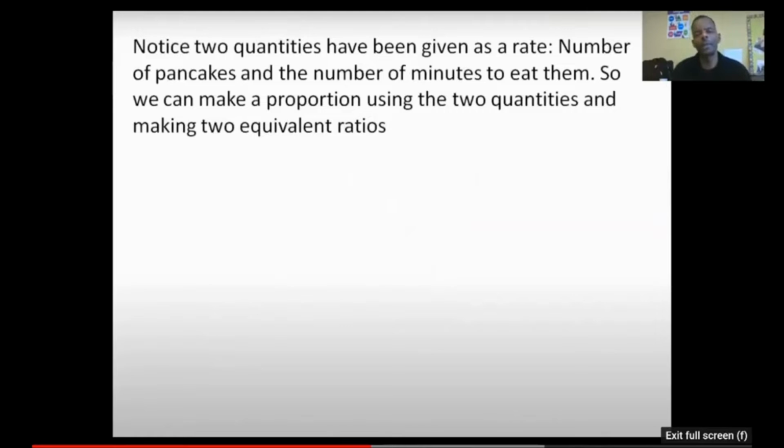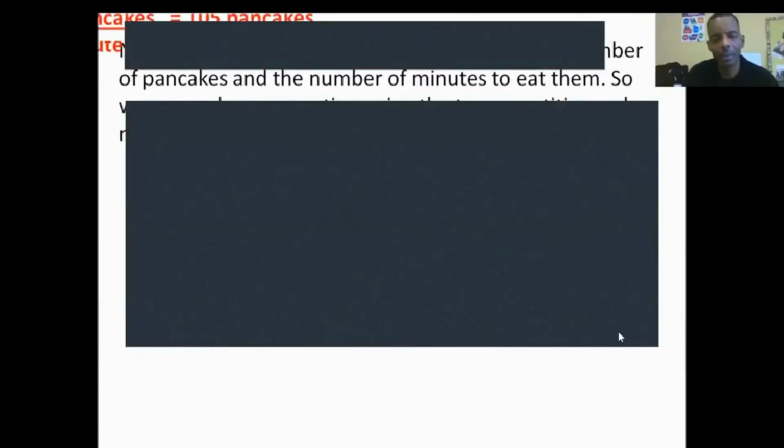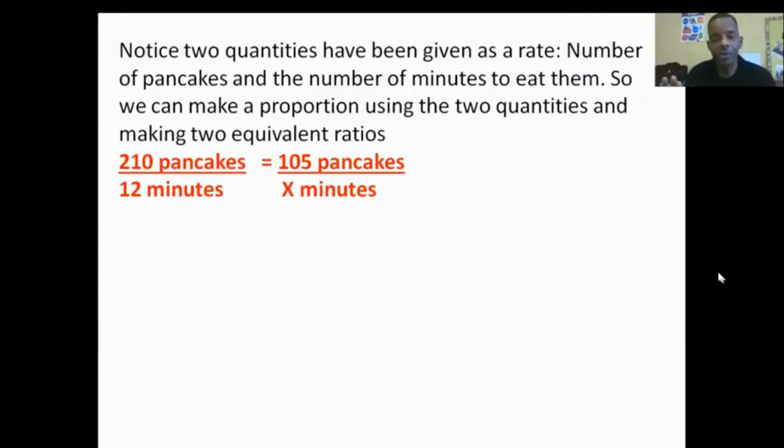Notice two quantities have been given as a rate, as we said, the number of pancakes and the number of minutes to eat them. So we can make a proportion using the two quantities and making two equivalent ratios. It would look like this. All right. So this tells us that 210 pancakes out of 12 minutes should be equivalent to 105 pancakes out of some number of minutes. That's what we're trying to find. So we put an X there. X marks the spot. All right. We don't know how many minutes it takes him to eat 105. We're going to find out using the rate that it takes him to eat 210.